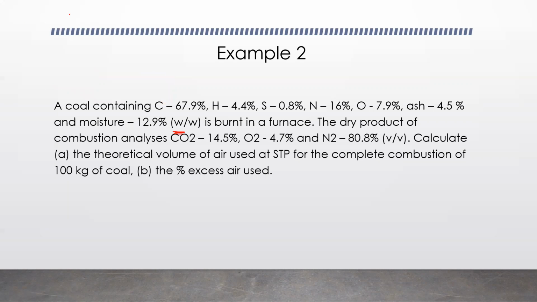So this is my furnace. Over here, I have coal that goes in. Remember that this is weight by weight, that is weight percent. So my basis is going to be 100 kg of coal, since it's weight by weight. If it would have been mole percent, then I would have taken 100 kilomole of coal, right? So for now we have 100 kg of coal.